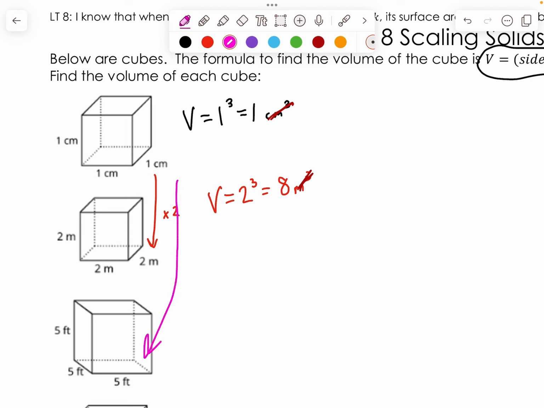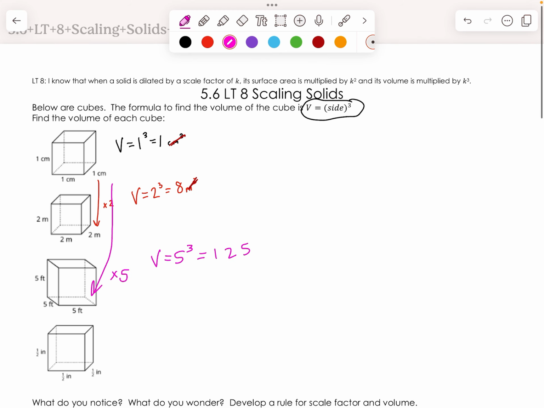Notice if we make the sides 5 times bigger, the volume is 5 cubed, which is 125. Wow.